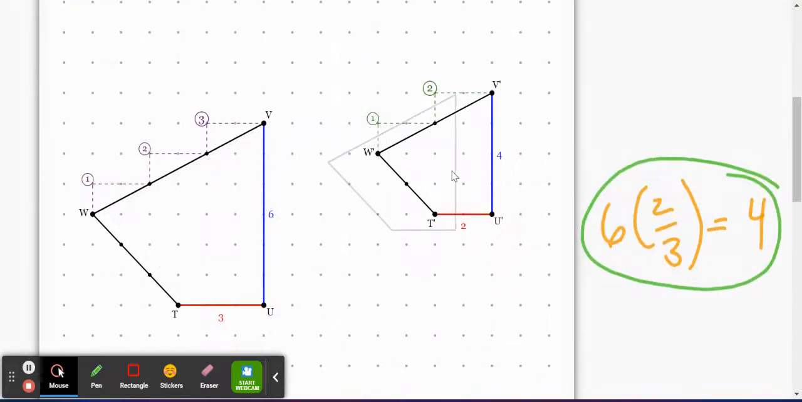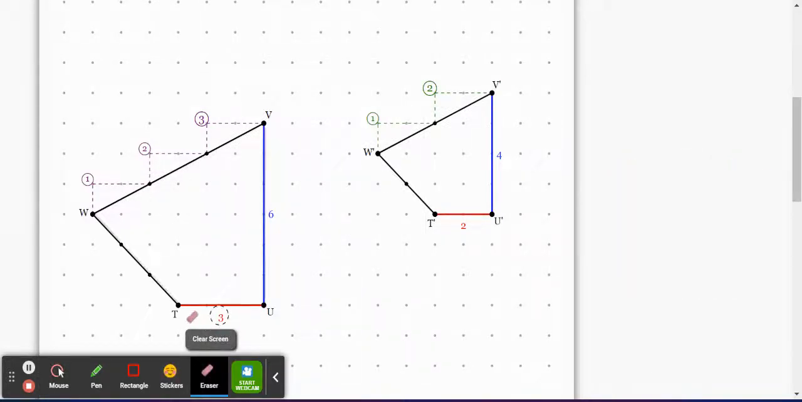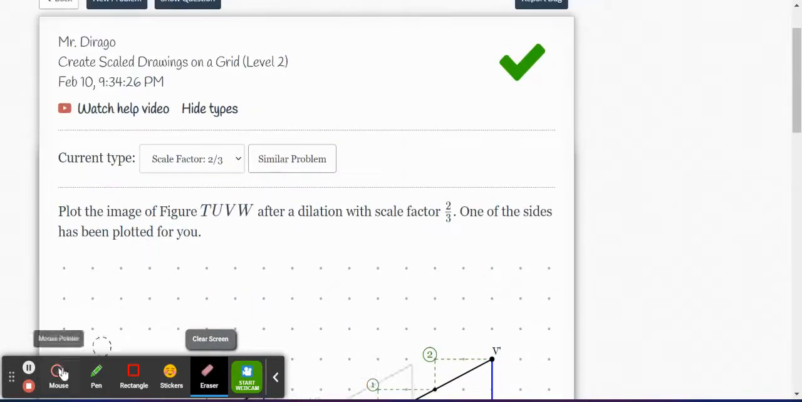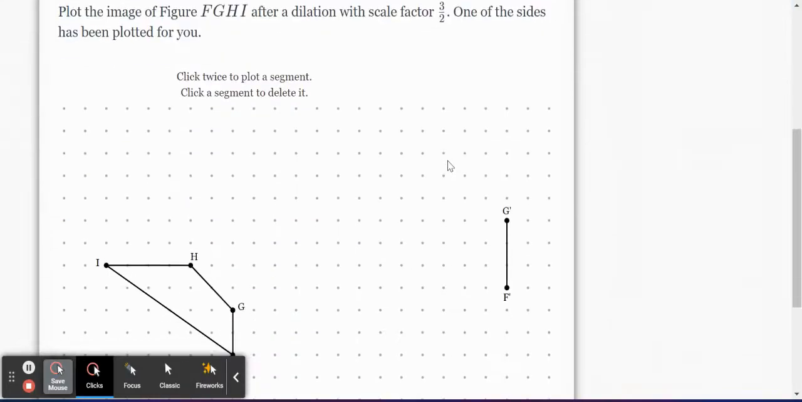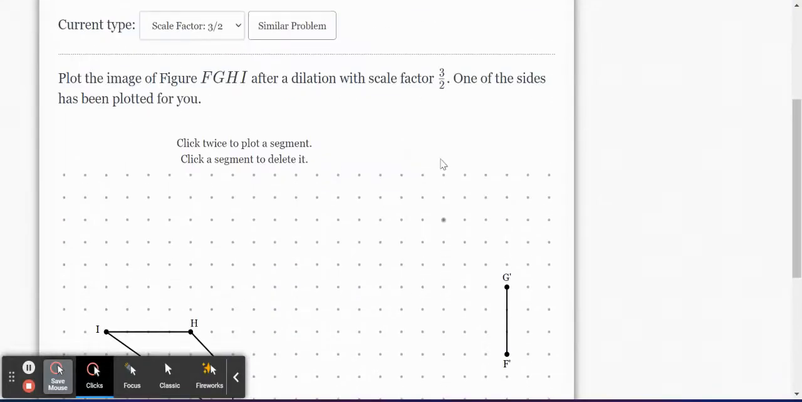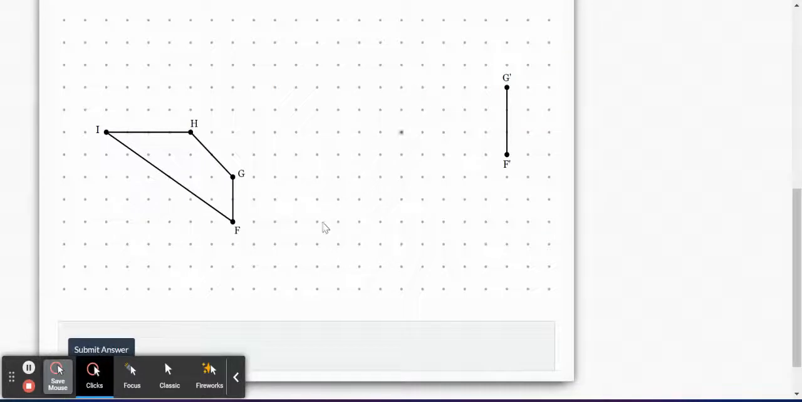All right, let's do one more. Clear screen. What scale factor do I want? I want a scale factor of, yeah, let's do 3 over 2. Okay, right here. So my scale factor is 3 over 2 in this one. Okay, this one's figured out. That's pretty good.